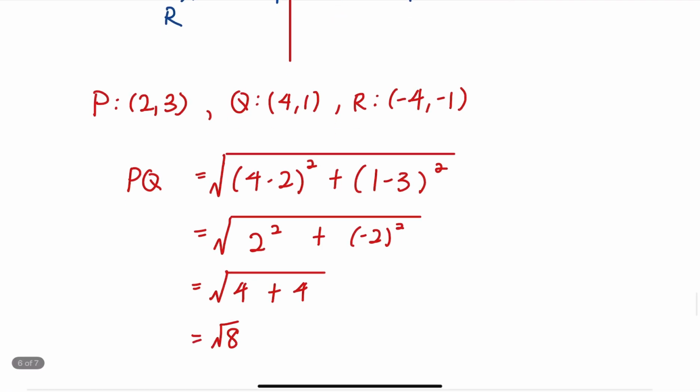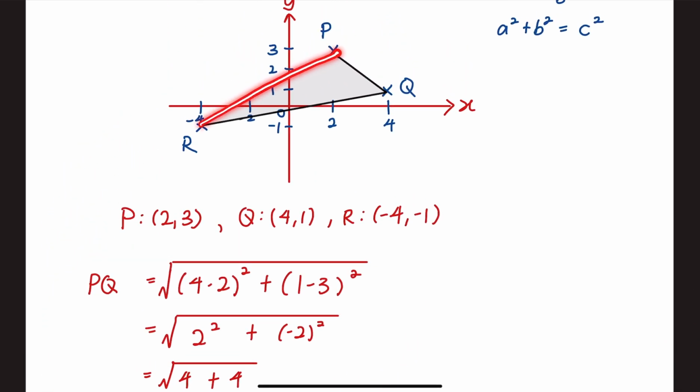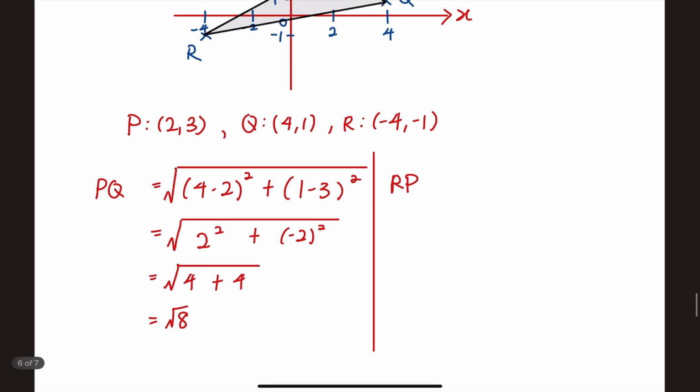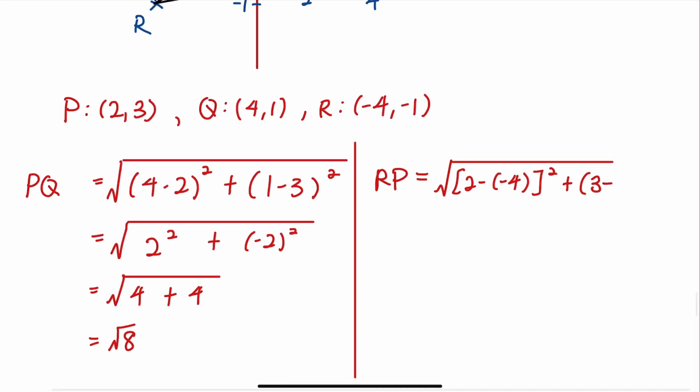Next, I find the next length. Based on this triangle, I can now find the length of RP. We follow the same steps. RP is given by the square root of 2 minus -4, the whole thing square, plus 3 minus, I put a square bracket because there's a negative, 3 minus -1, the whole thing square. Take note of the negative signs, don't make careless mistakes. We work it out step by step.